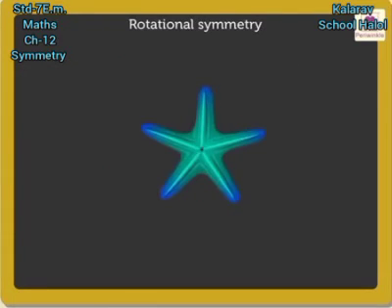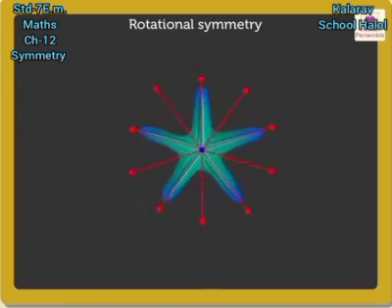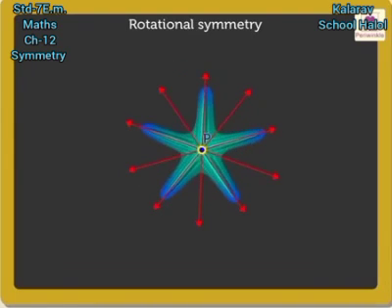Now, look at this starfish. It has 5 lines of symmetry. These lines meet at point P. This starfish can be rotated about a fixed point P. This fixed point about which the starfish rotates is called its center of rotation.